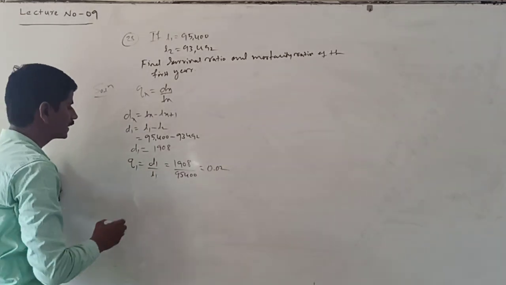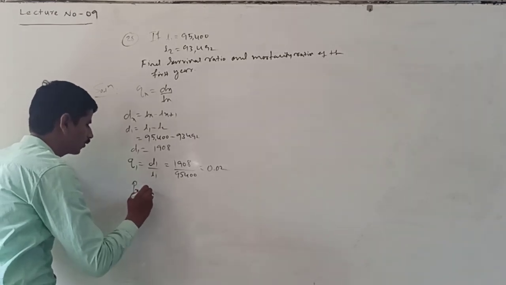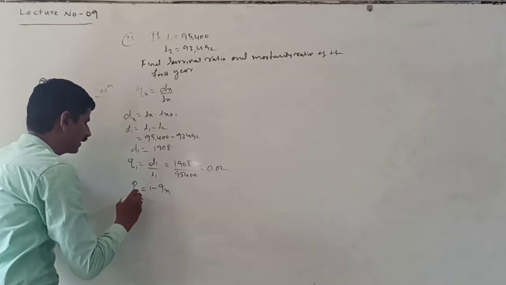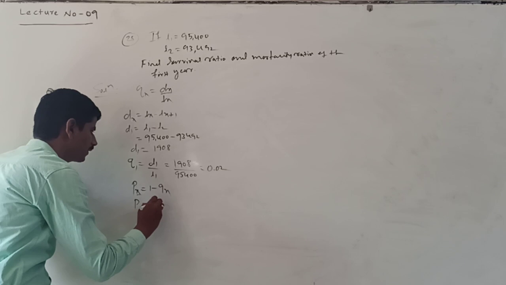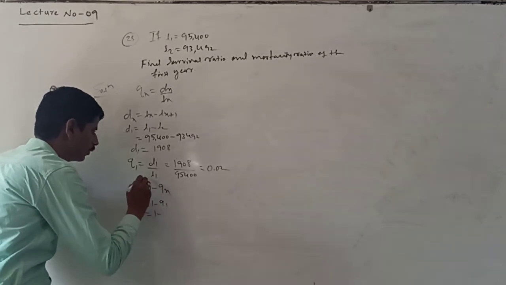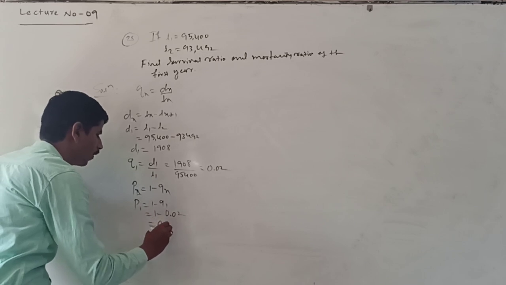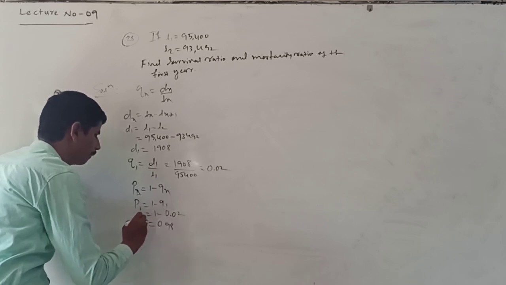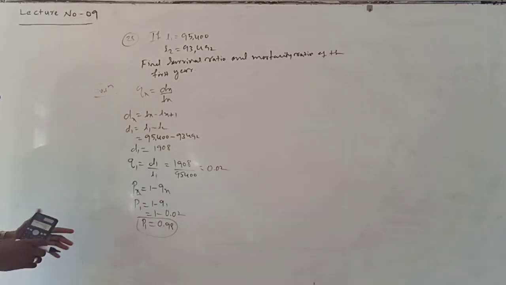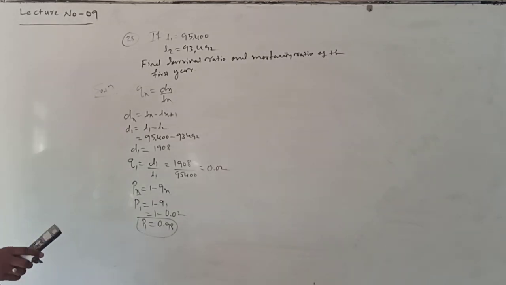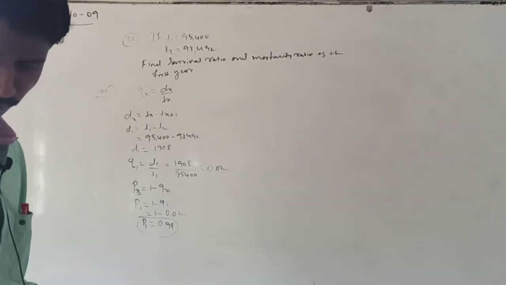Then find the survival ratio. That is, the survival ratio Px equal to 1 minus Qx. Here x is 1, for the first year. That is P1 equal to 1 minus Q1. 1 minus the Q1 value, 0.02, gives 0.98 as the P1 value. That is, the survival ratio value is 0.98. Okay.